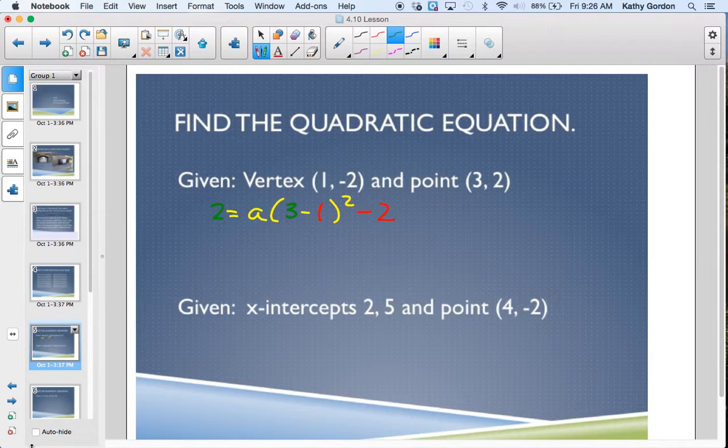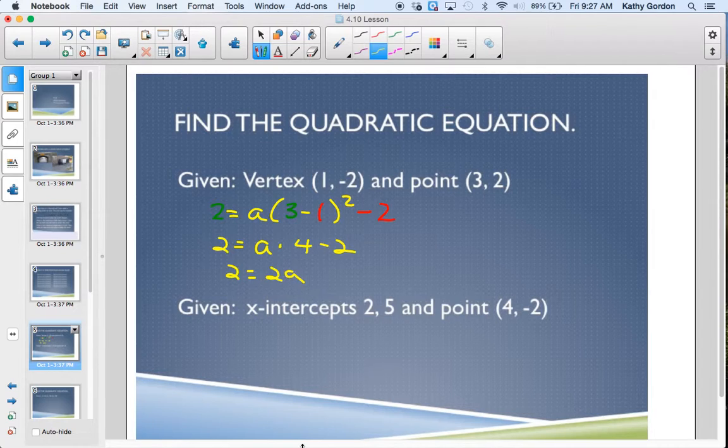Now, the trick here is to make sure that when you go to work this out, you follow proper order of operations. Because here's the danger. Here's what a lot of students do, and it totally messes them up. They'll go, okay, so 2 equals a times 3 minus 1 is 2. 2 squared, that's 4, minus 2. You want to take a guess? Well, they do 2a. They'll go, oh, okay, so that means 2 equals 2a.